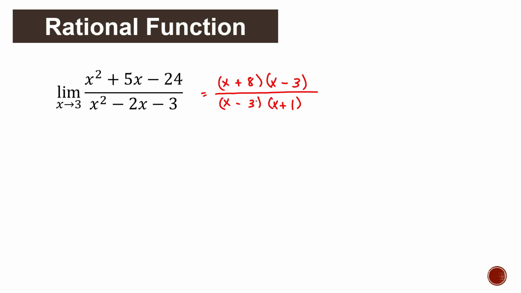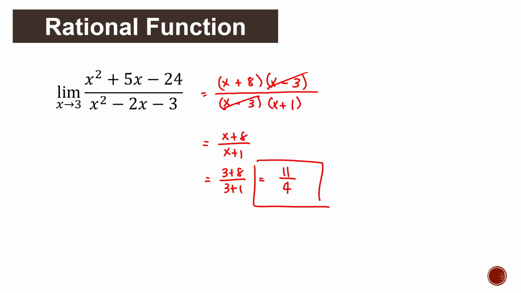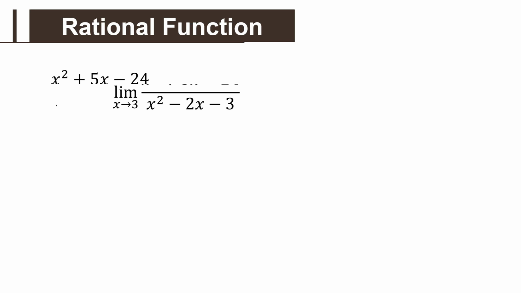Okay, so we're correct. We can cancel that x minus 3, and it's going to leave us with x plus 8 over x plus 1. Now we can substitute: 3 plus 8 over 3 plus 1, which is equivalent to 11 over 4. All right, let's go to the next one.